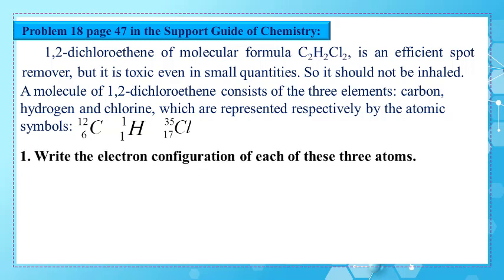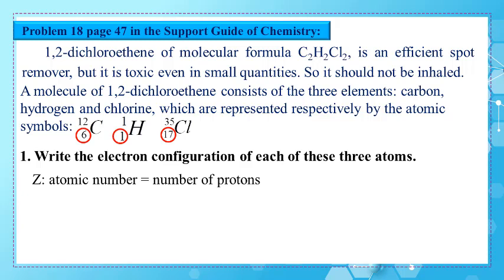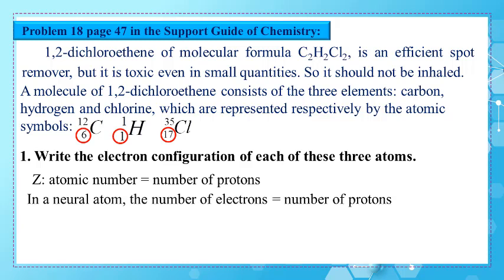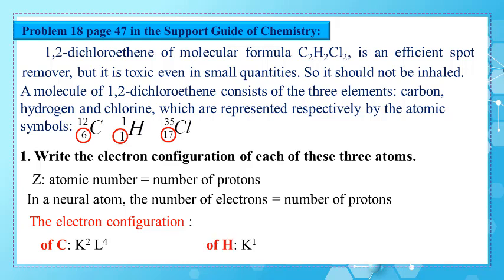Part 1. Write the electron configuration of each of these three atoms. The atomic number Z is equal to the number of protons. In a neutral atom, the number of electrons is equal to the number of protons, so the electron configuration of carbon is K2L4, that of hydrogen is K1, and that of chlorine is K2L8M7.